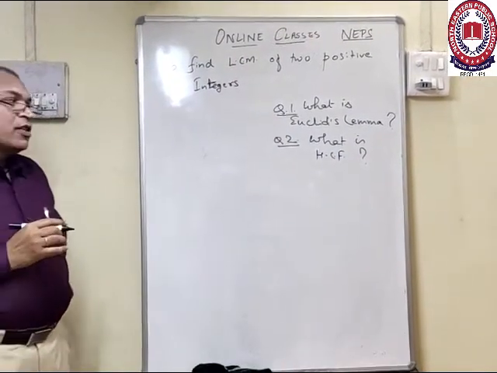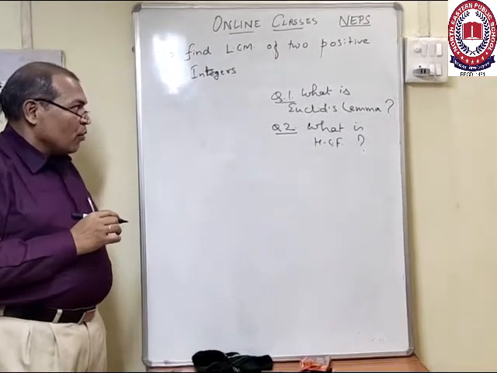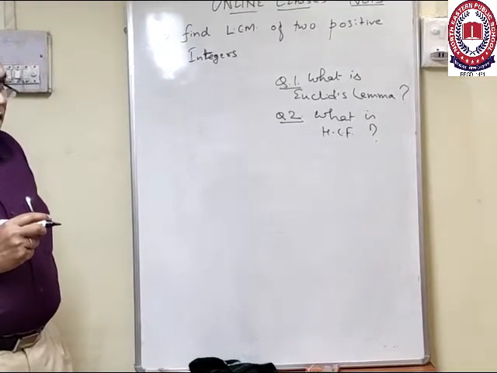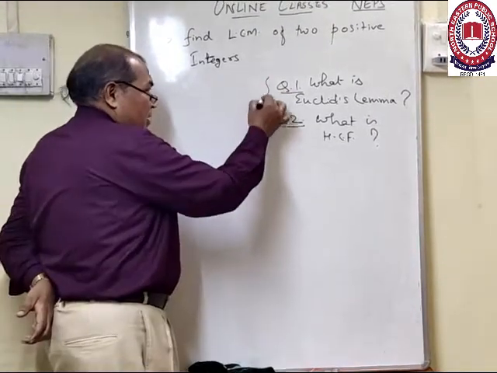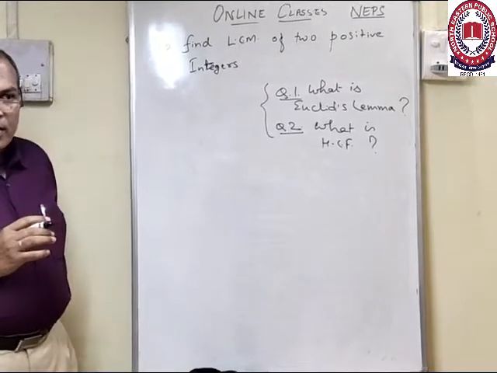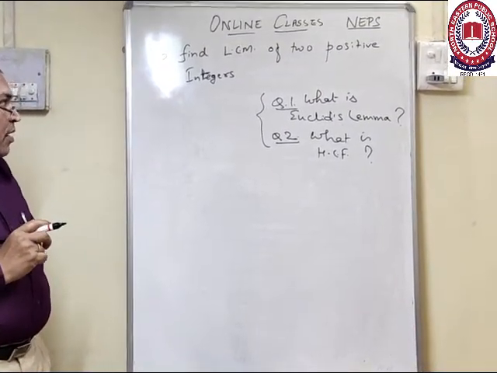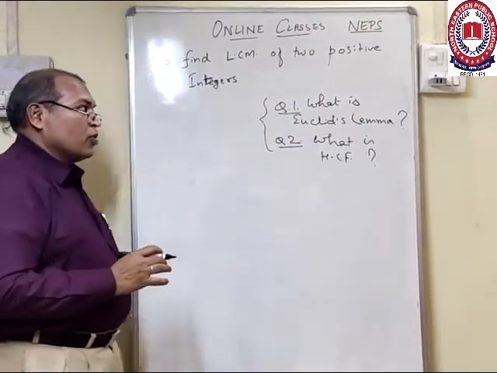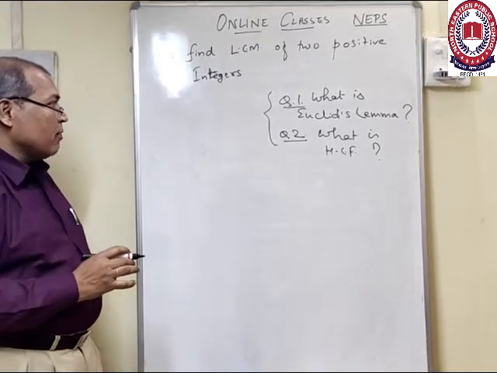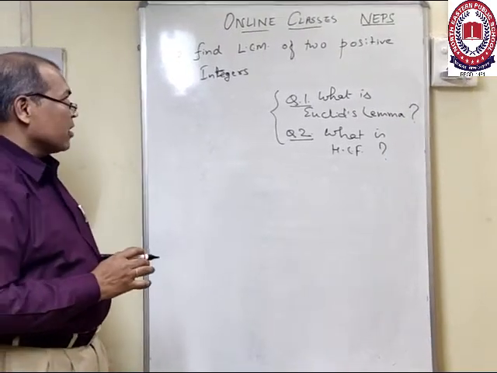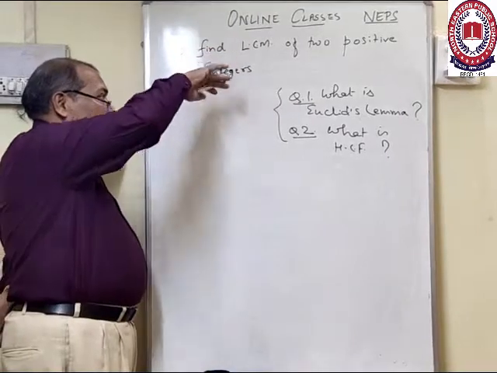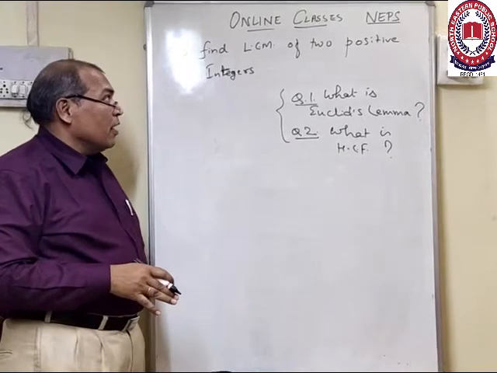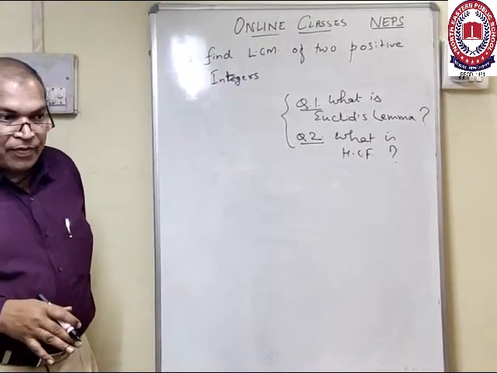You need to know these two things very well. What is Euclid's lemma and what is the highest common factor HCF? In the previous class yesterday, both were discussed well. So you are supposed to confirm very well these two things, Euclid's lemma and HCF of two positive integers. In connection with these, I am going to deal today about LCM of two positive integers.